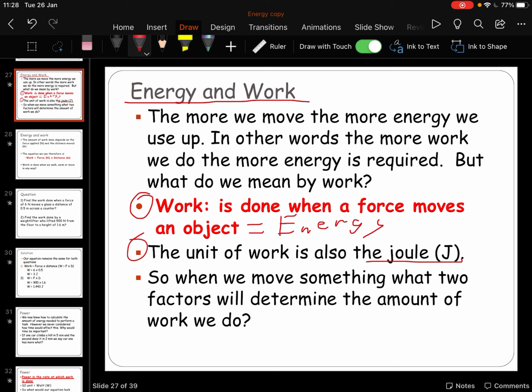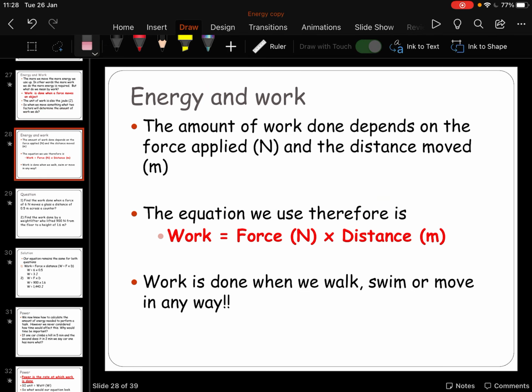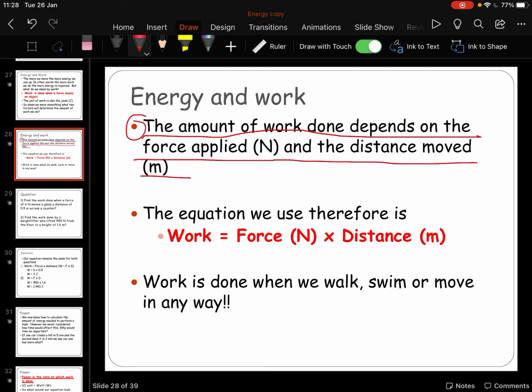So can you apply that and tell me what two factors will determine the amount of work we will end up doing? Any ideas? Think about it for a second. The amount of work depends on the force applied, which is in newtons, and the distance moved, which is in meters. So it's how much force you are pushing with, and the distance. For example, if I told you to sit up from the chair, that wouldn't require as much force as if I told you to walk up the stairs.